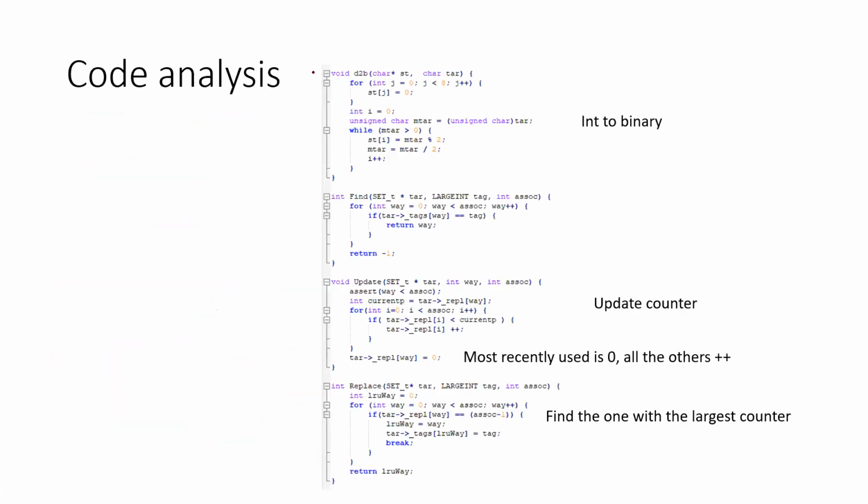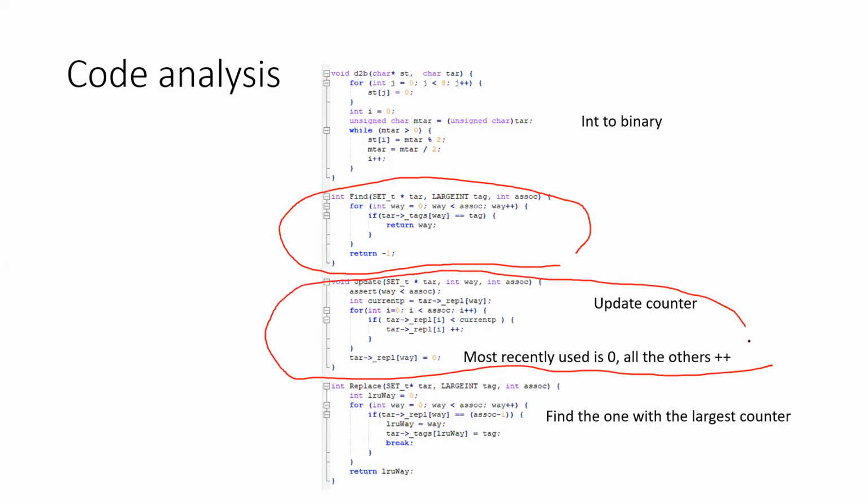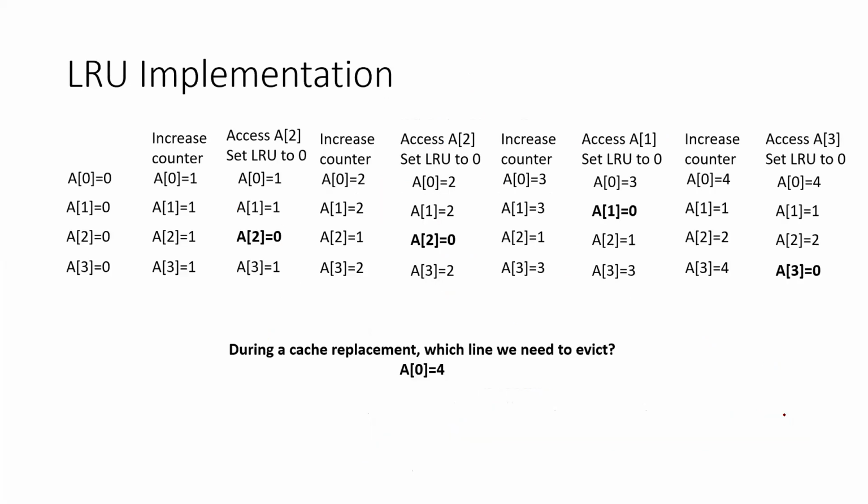I provide you some basic functions. You can convert integer to binary by this function, and then you can find the data in the cache by this function. You can update the counter, the replace counter, by this function, and then you can do the replacement in the replace function. I will give you more details on this part for the LRU replacement policy.